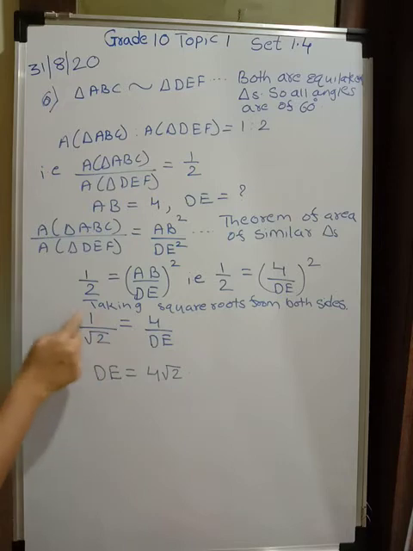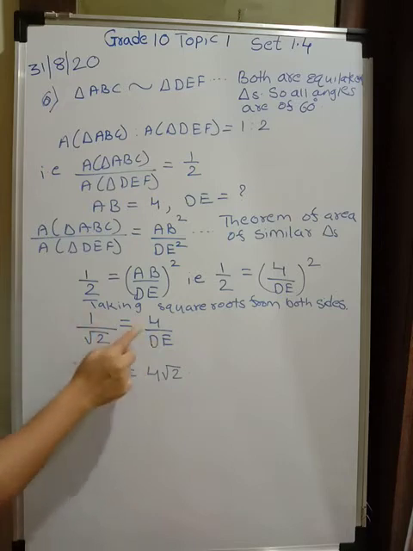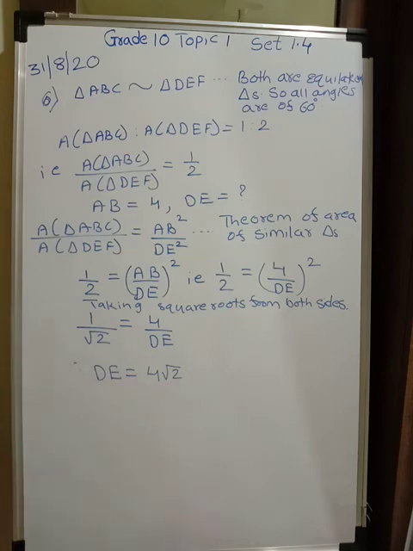Now what is DE? You cross multiply. DE into 1 will be DE. 4 into root 2 is 4 root 2. And therefore DE is equal to 4 root 2. It is also easy.